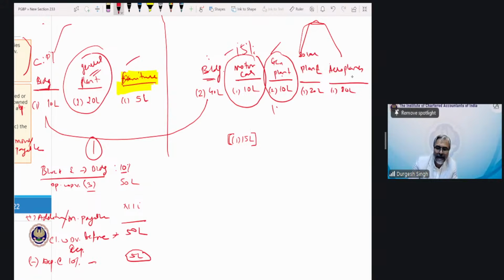Now solar plant and aeroplane is also a plant, but this plant will go at what percent? 40%, students. Solar plant and aeroplanes will go at 40%. Is that point clear to all of you? Everyone, students.